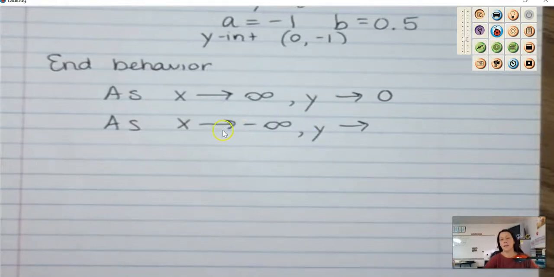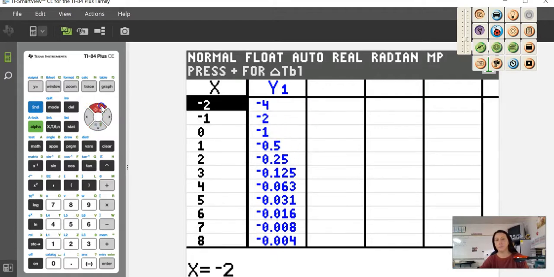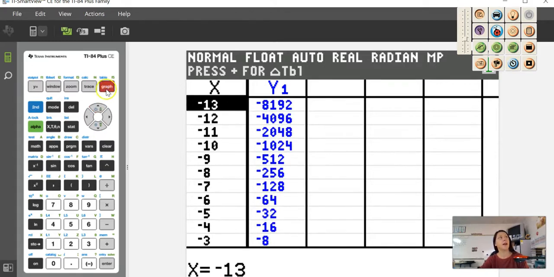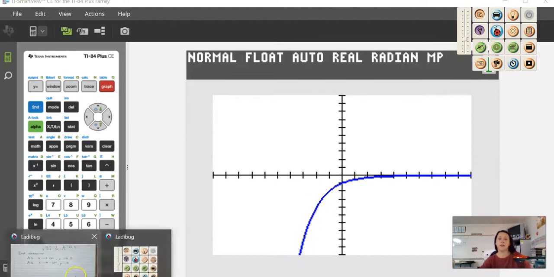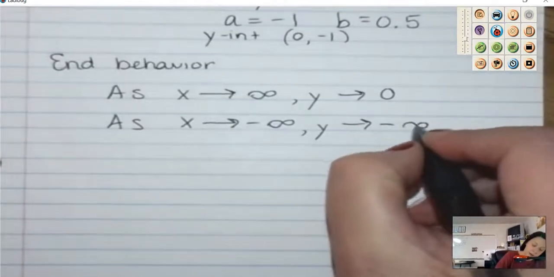As x is approaching negative infinity, so as the x values are getting smaller, you see the numbers are getting smaller, smaller, going on forever. Or you can look at the graph as I go from right to left. The graph goes smaller and smaller, and the numbers go on forever. So they're going to go to negative infinity, not positive.